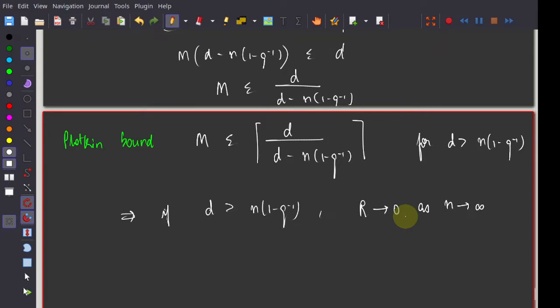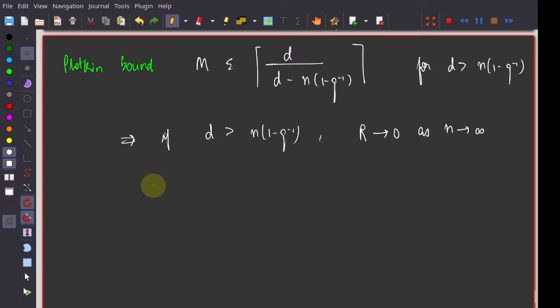Okay. And what happens in the binary case? Here q inverse is half, so 1 minus half is half. If d is greater than n by 2, R tends to 0. Or in other words, for delta greater than 1/2, R tends to 0 as n tends to infinity.